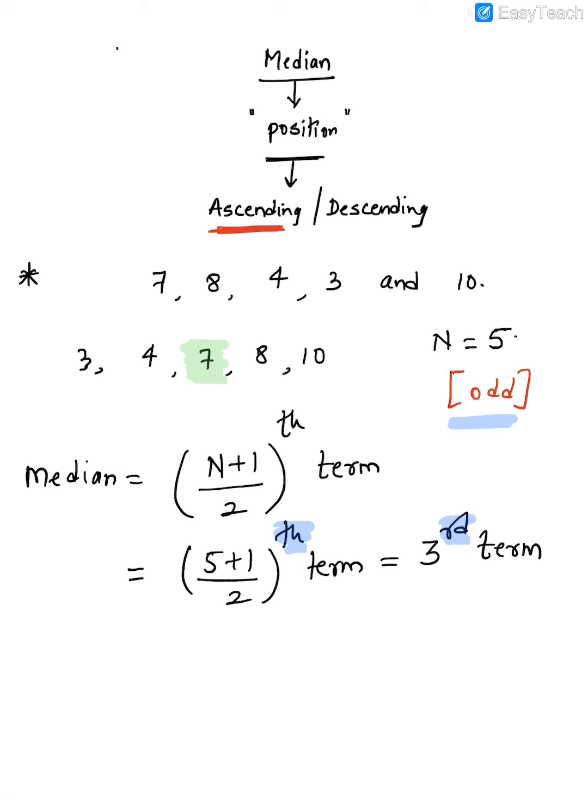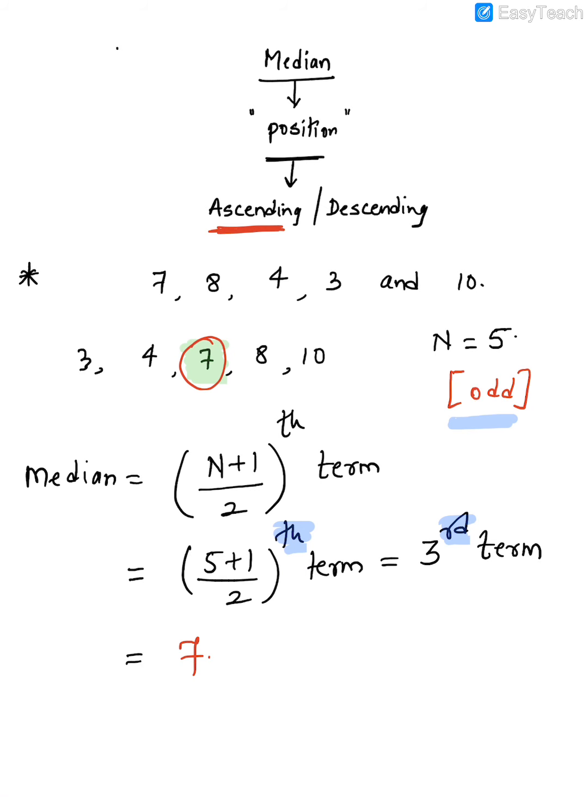Now, what is the third term? Let's start counting the third term. If you start counting, you'll see first term, second term, and that's the third term. So what's your median? Your median will be 7 out here. So we'll write that the median is 7. That's all. This kind of problem can come for 2 marks.